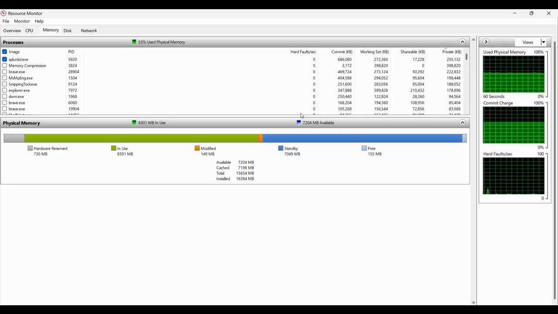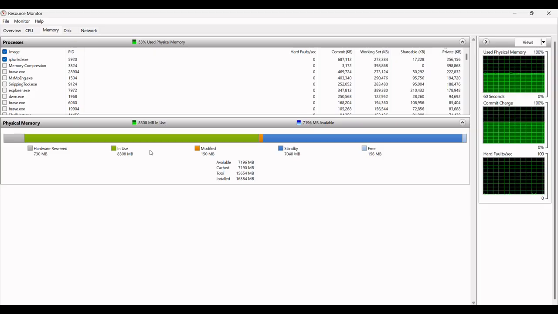For example, if multiple heavy applications are running simultaneously, Windows may start relying more heavily on virtual memory, increasing hard faults. Security monitoring tools, browsers, virtual machines, and SIM platforms often consume significant memory resources in enterprise environments.